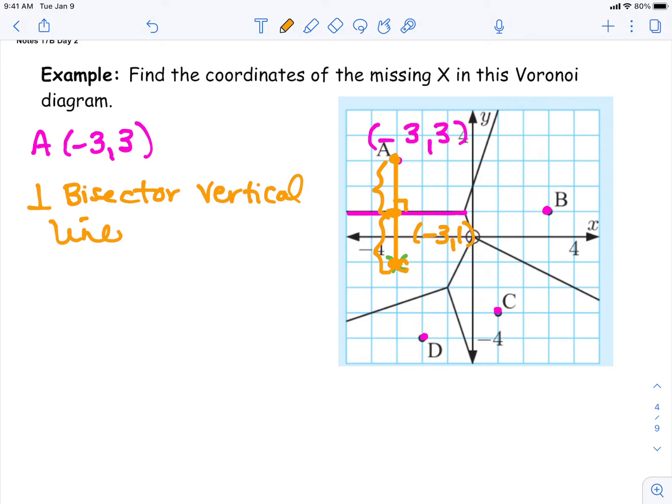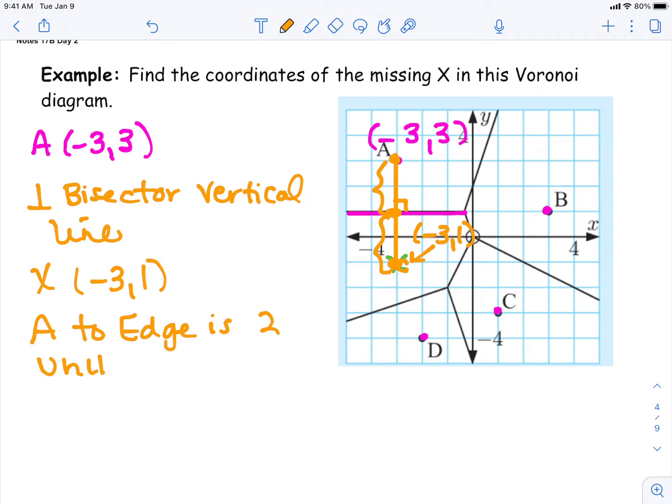So that would be our X point. So our X point is -3, 1. So from A to the edge is 2 units, and from the edge, that pink edge, to X is also 2 units.